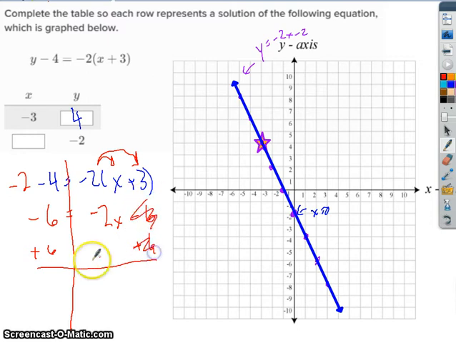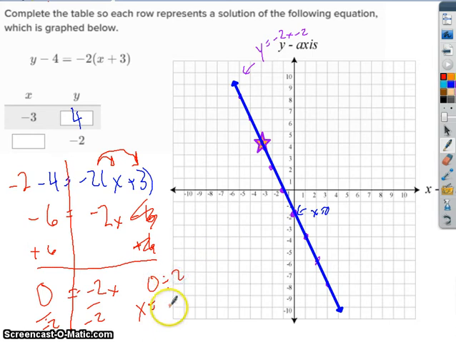Cancel your opposites. You guys can finish this on your own. Negative 6 and positive 6 makes 0. Negative 2 times x, divide by negative 2. And you are no longer mystified by 0 divided by 2. 0 divided by 2 is 0. Which is exactly what I was expecting. Eureka! x is supposed to be 0 right there. So 0 comma negative 2 is in fact a point that's on this line. 0 comma negative 2.